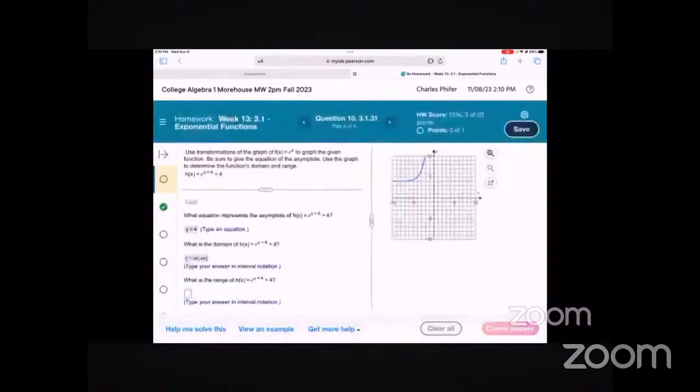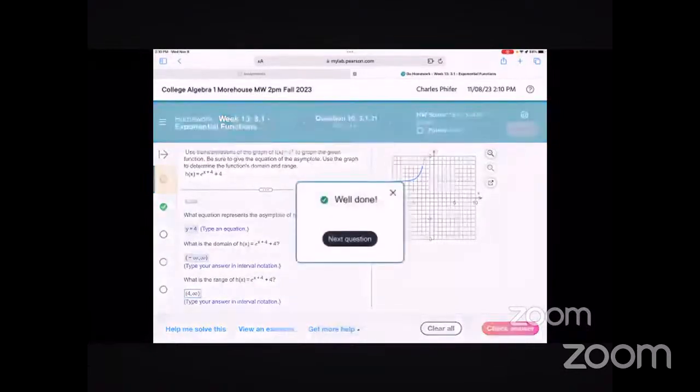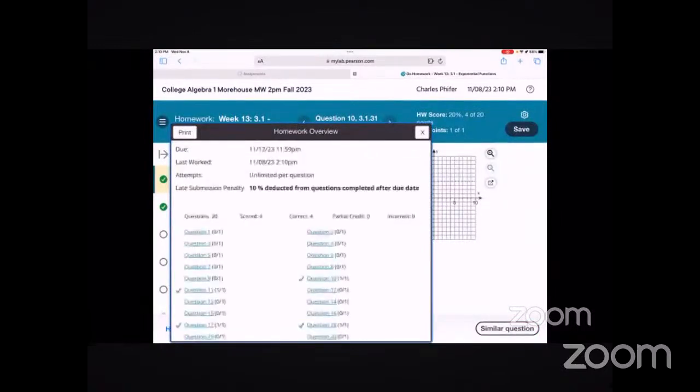The range is the very bottom to the very top, so that's 4 to infinity, the open interval. Again, if anything is not clear, just feel free to unmute yourself to get my attention.